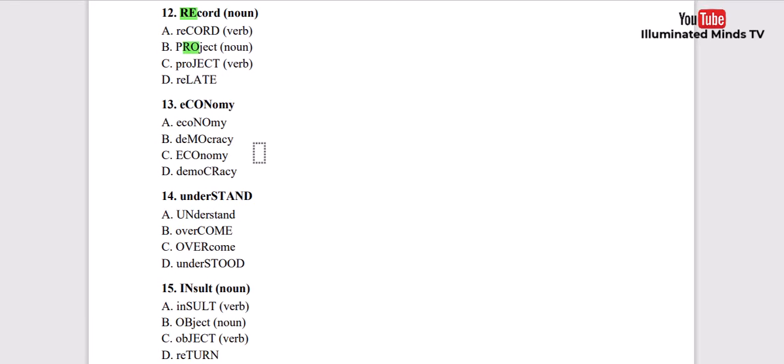You get that? We have record. Record, as a noun. The stress pattern rests on the first syllable. And the correct option here will be project, as a noun also. Do you get that? This pro and this re. Alright. Option C. Economy. Still on the second syllable. And that will make democracy the correct option. Do you see? This is very, very simple.